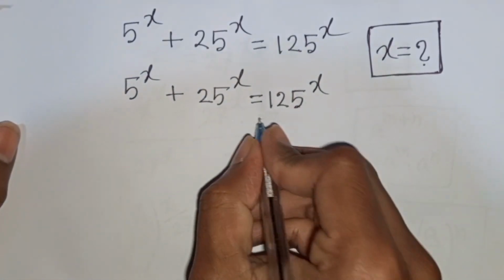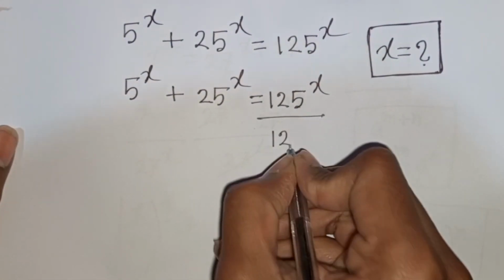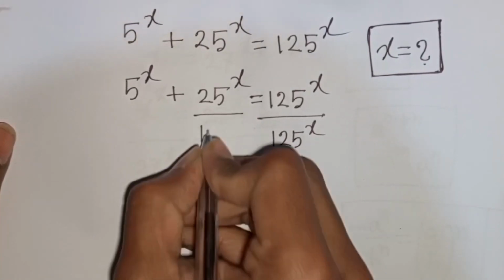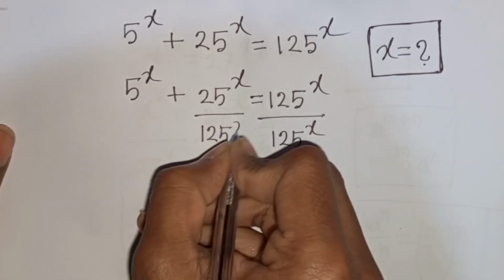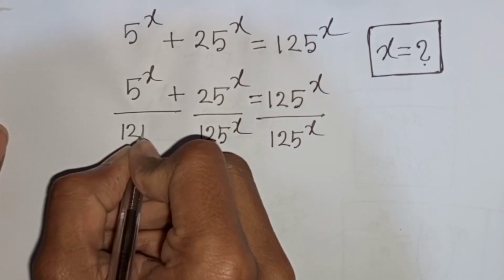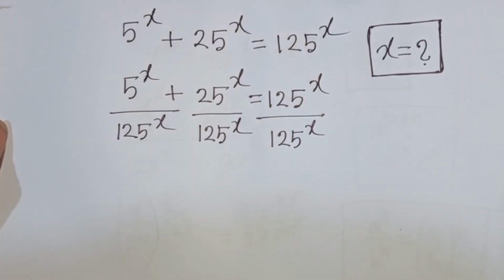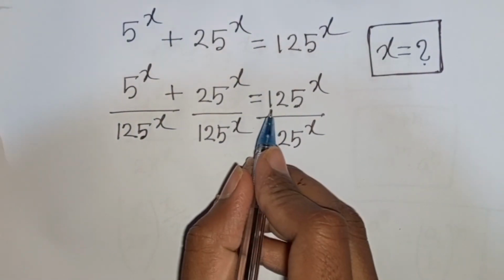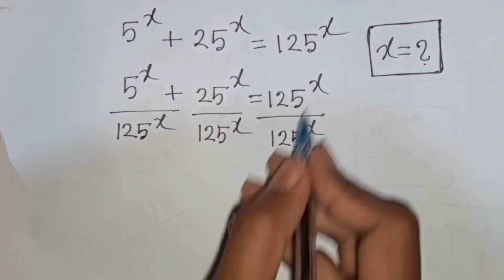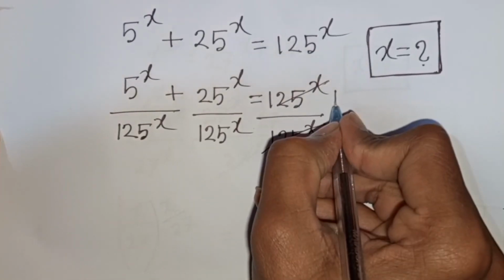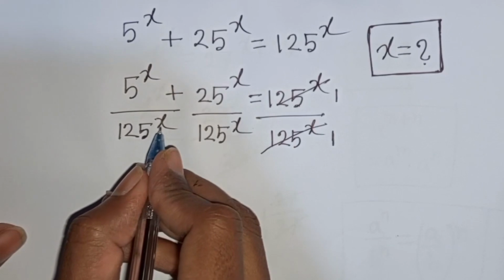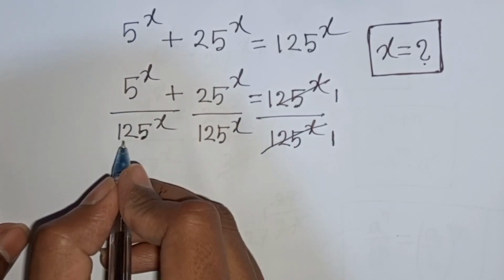So divided by 125 power x, divided by 125 power x, divided by 125 power x. Now we see this 125 power x will be cancelled. So here on, here on. Now from here we see x, same power but different base.